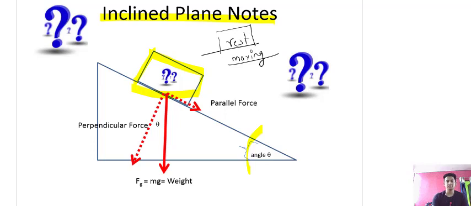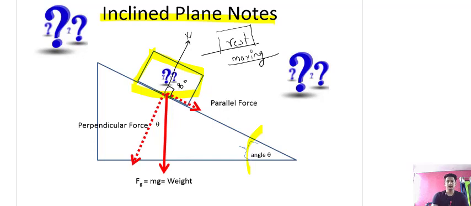One, the weight of this box or object that has been kept on the inclined surface will act vertically downward. The weight is given by mass into gravity. And the other is the force that is balancing this object on the surface, that is the normal force, which is always perpendicular to the surface. That was also discussed in the previous lecture, and it is denoted by N, normal force.